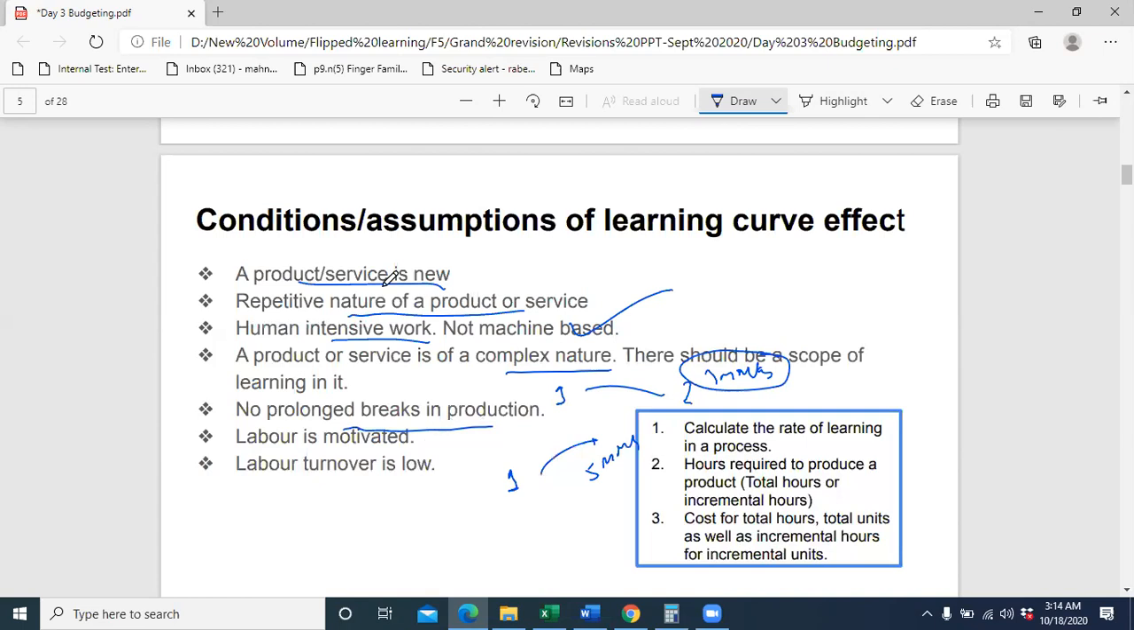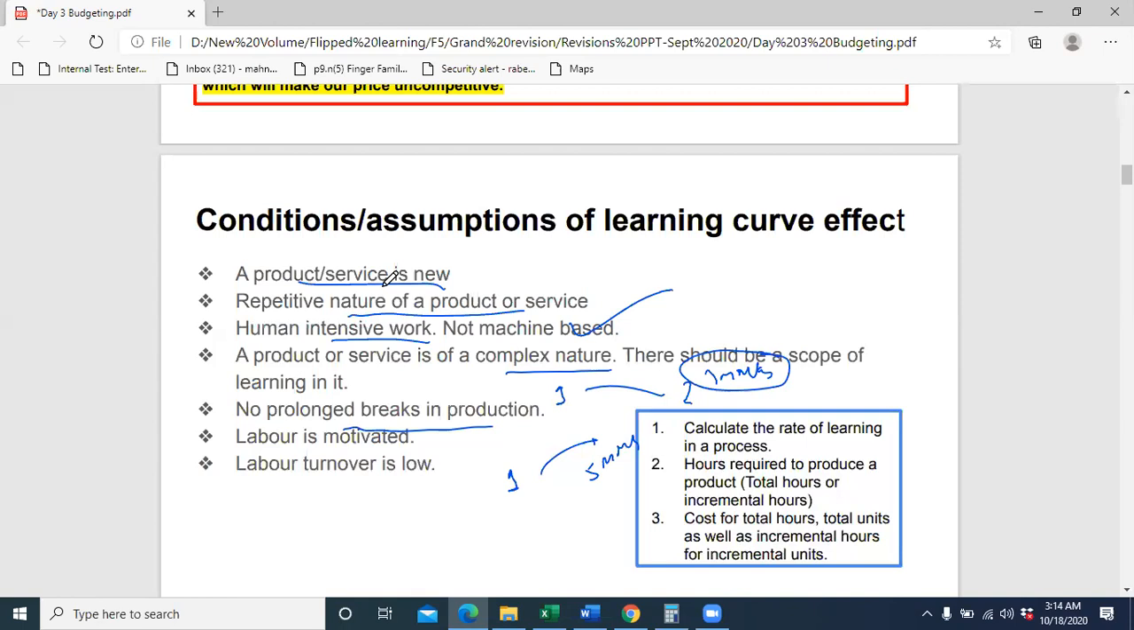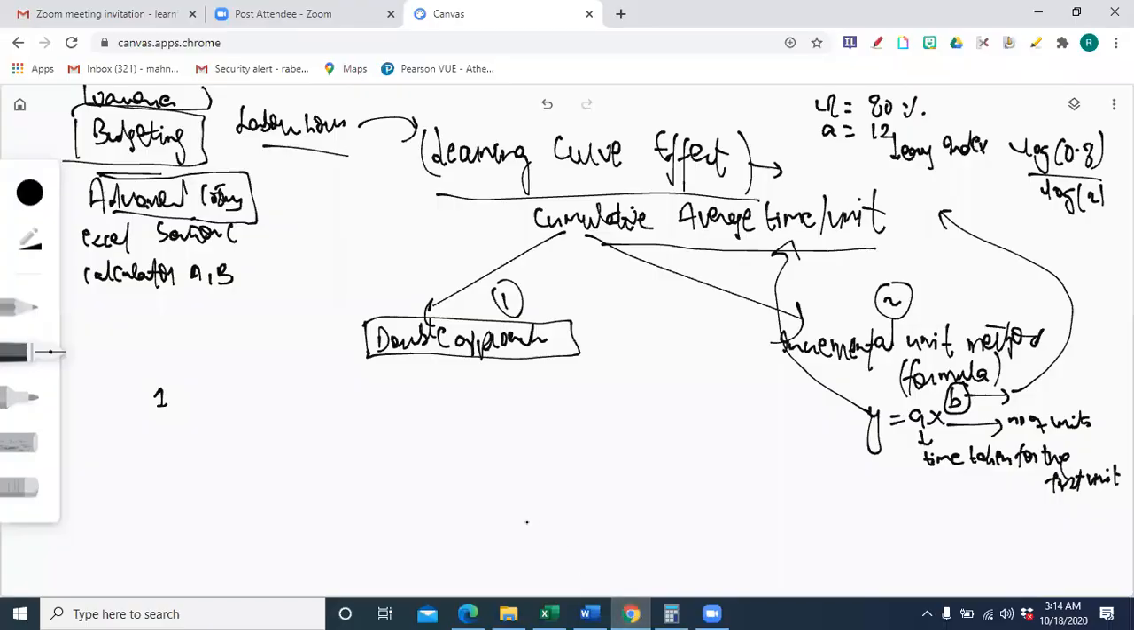I have a question here. I haven't started any calculation yet. Where is 2? Let's suppose the time taken for the first unit is 12. Okay, I'll come back to it.